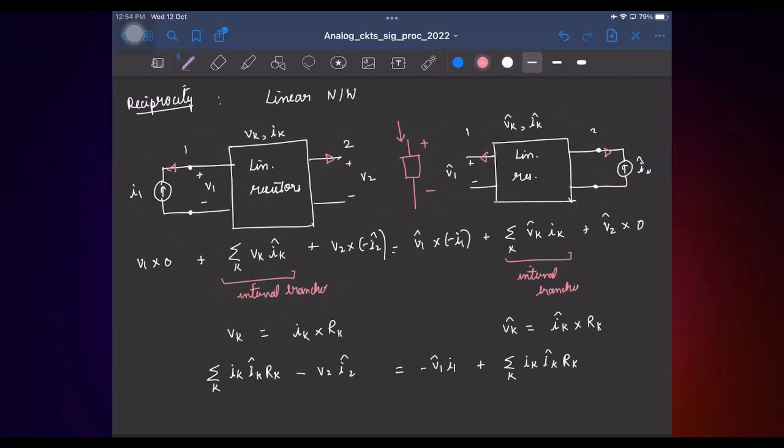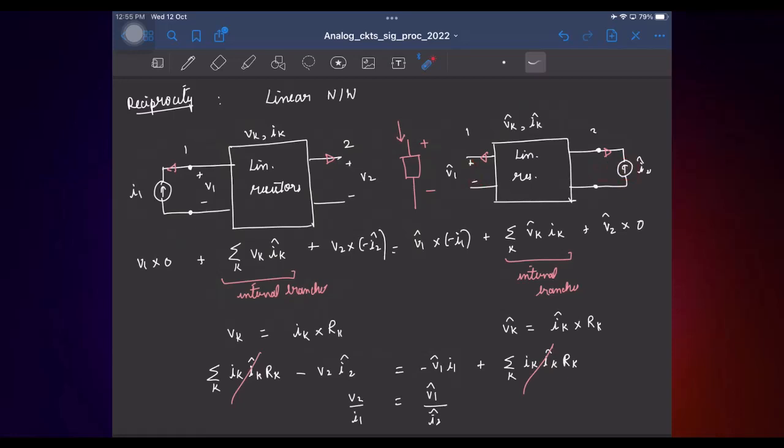So what happens now? These two go. So I'll now have V2 by I1 equal to, I mean basically these two terms are equal, right? So V2 by I1 is what? V1 hat by I2 hat. Okay. So what this says, if you have a network like this containing only linear resistors, if I apply a 1 amp current and measure the voltage here, that will be same as the voltage I measure here when I apply a 1 amp current.